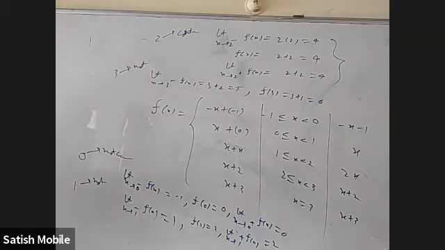So at how many points it is discontinuous? At 3 points it is discontinuous. Only 3 points, option B. Is it okay? 24.